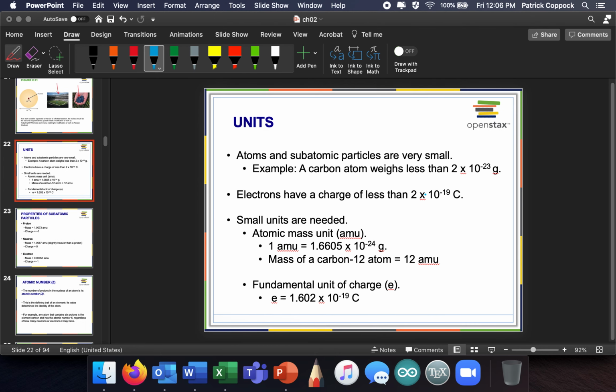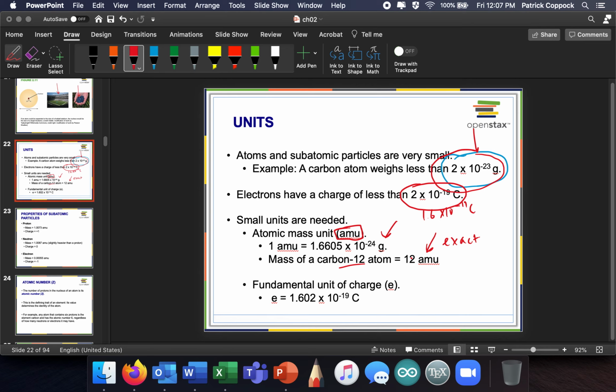Now let's talk about some units that we need here. A carbon atom weighs less than 2 times 10 to the minus 23rd grams. That's tiny, right? It's just so small, it's a very cumbersome number. And the charge of an electron is less than 2 times 10 to the negative 19 coulombs. Remember that from the previous conversation, 1 times 10 to the minus 19 coulombs, right? Well, that's a very cumbersome number. So what we're going to do is use units called AMUs, where 1 AMU is that many grams, right? Now, the mass of a carbon-12 atom is 12 AMUs. Actually, this is exact, because AMUs come from the definition of a carbon-12 atom, okay?